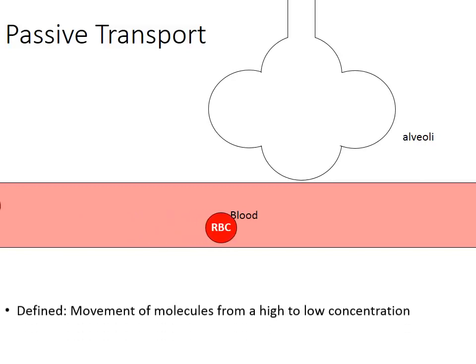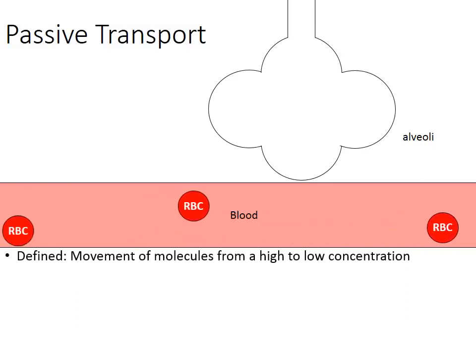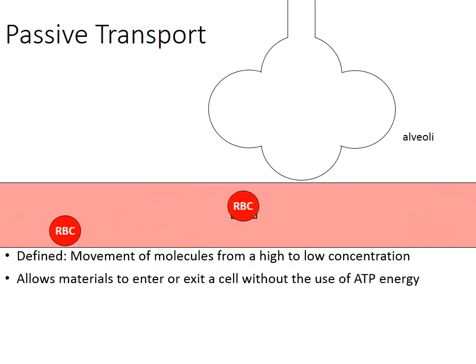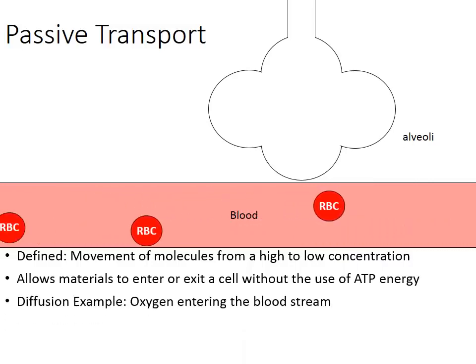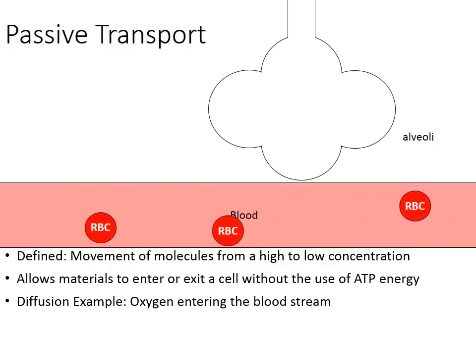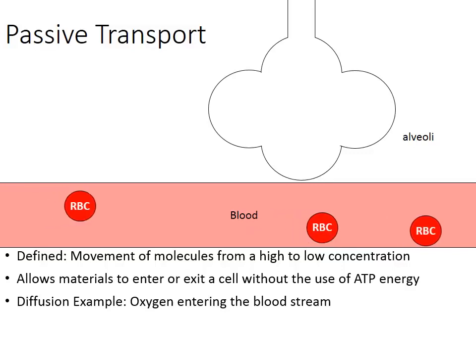So let's go ahead and start with passive transport, the movement of molecules from a high to a low concentration. As I said a moment ago, passive transport does not require the use of ATP energy. Great example of passive transport is diffusion. And a great example of diffusion is how molecules like oxygen can enter the bloodstream.